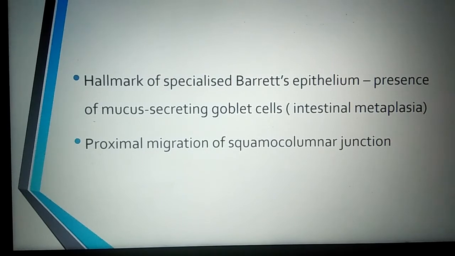As you all know, almost the whole of the esophagus is lined by squamous epithelium, and at the junction of esophagus and stomach there is the squamo-columnar junction, and below that junction there is columnar epithelium of the stomach. So if that squamocolumnar junction is migrating proximally towards the cranial end, that will lead to Barrett's esophagus.